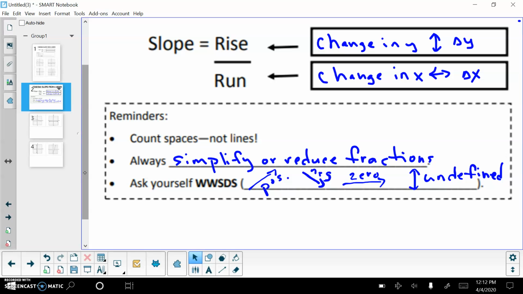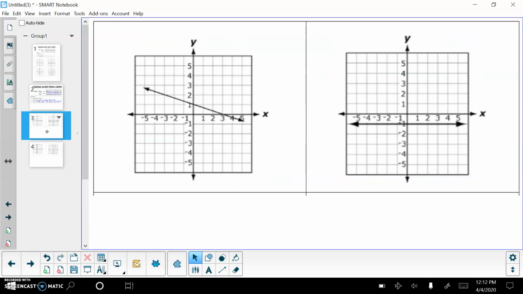If the line is going up from the left to the right, that's a positive slope. Down from left to right, it's a negative slope. A flat horizontal line has a zero slope. And a straight up and down vertical line has an undefined slope. So we're going to look at a few examples here.